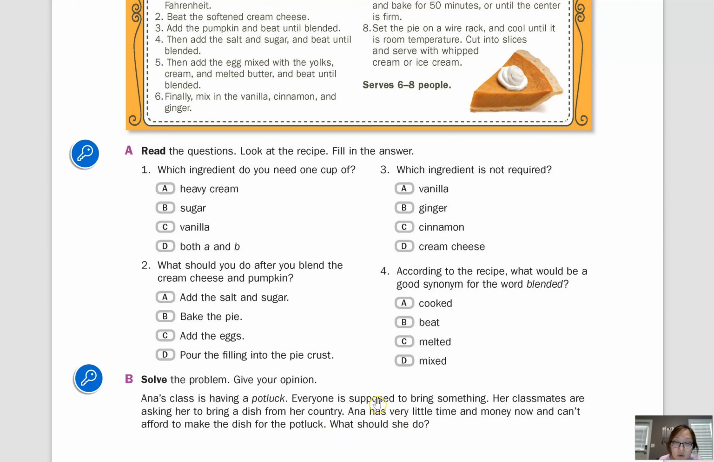What should she do? Okay, so just briefly take some time to think about some options and make a sentence with a solution. Okay, so you can pause the video if you want and continue when you're finished.